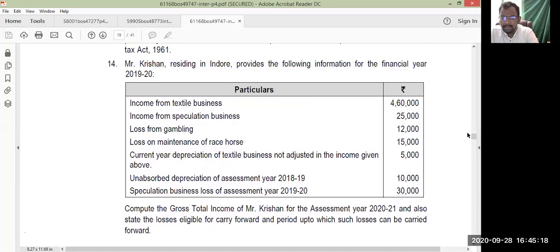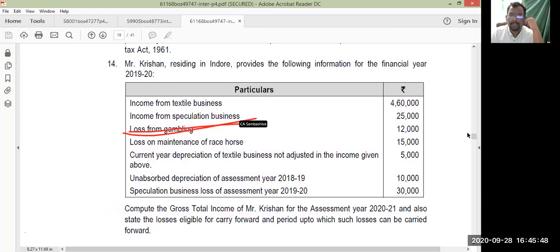Question 14 is regarding calculation of the gross total income. You are given some losses as well. So this question relates to set off and carry forward of losses. Income from textile business, income from speculation business. Loss from gambling is neither eligible for set off nor eligible to carry forward. That will lapse. You just ignore it.